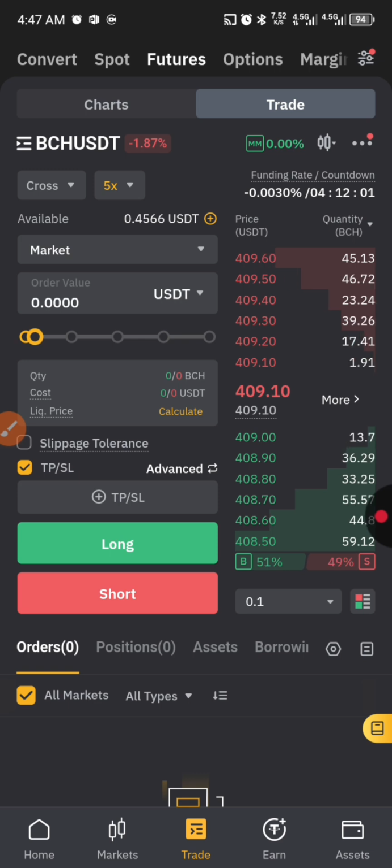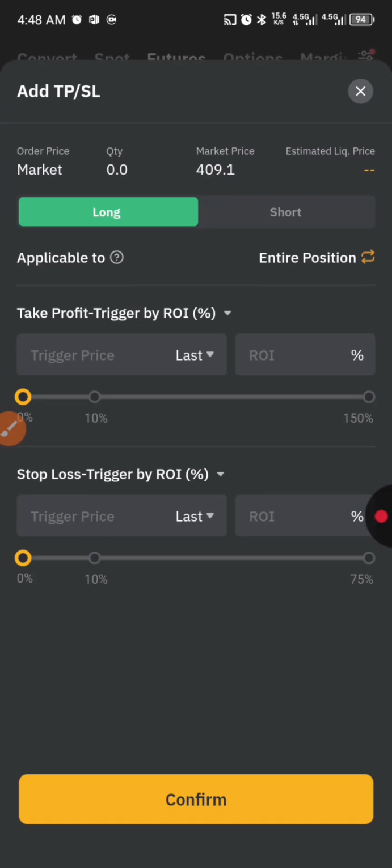Then down here, you have your take profit and your stop loss. Okay, so if you're entering a trade, you want to click on it and set your take profit and your stop loss. All right. If you're entering a long trade, it means that you're going to set your take profit above your entry level. And then if it is a short trade, you're going to set your take profit below your entry level. I hope you understand me.